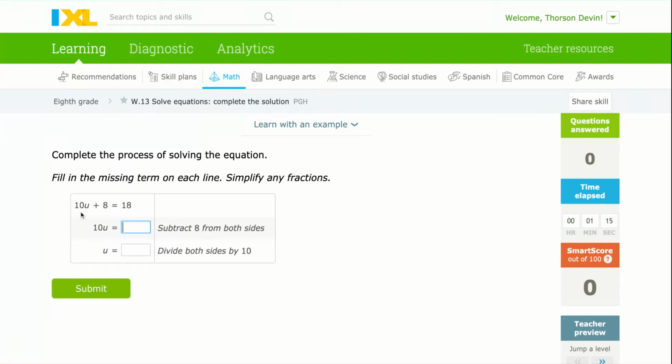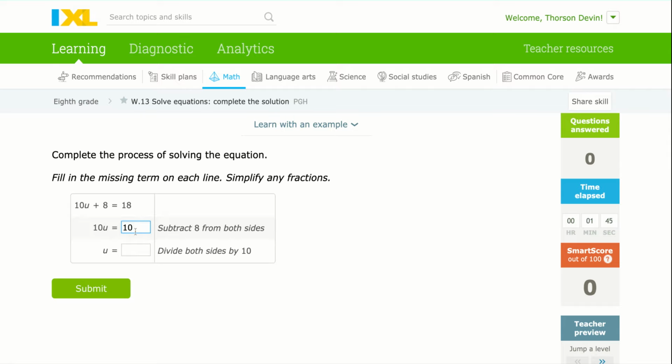So for instance, we start out with 10u plus 8 equals 18. And that's the first statement or first equation on the left. In the second column, it says we subtract 8 from both sides. So that's what we're going to do to move from that first statement to the second statement. If we subtract 8 from the left, we would just get 10u. On the right side, it leaves it up to you to figure out what 18 minus 8 is, which hopefully you know is 10.